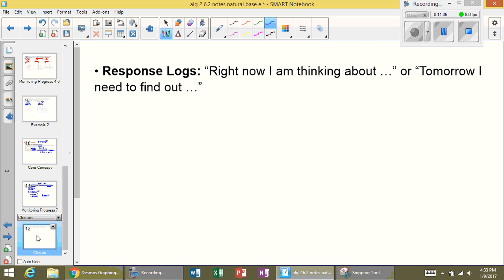Right, and that concludes our notes. So you have another writing prompt for your response log. Right now I'm thinking about, and I want to talk about math here. So as we've concluded this lesson, what is it that you're thinking about in terms of e? What did you learn new about the letter or the number e? Or maybe you're thinking, tomorrow I need to find out. So what's some more information you would like to find out about the number e?